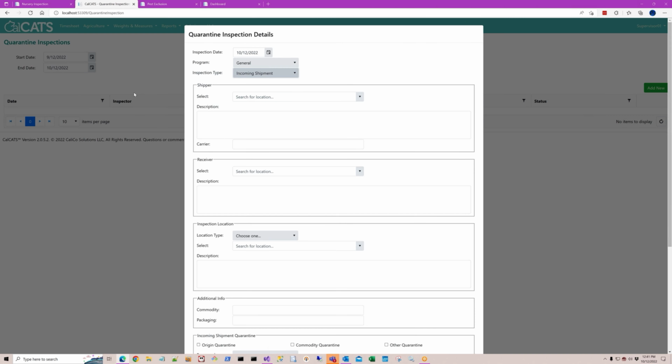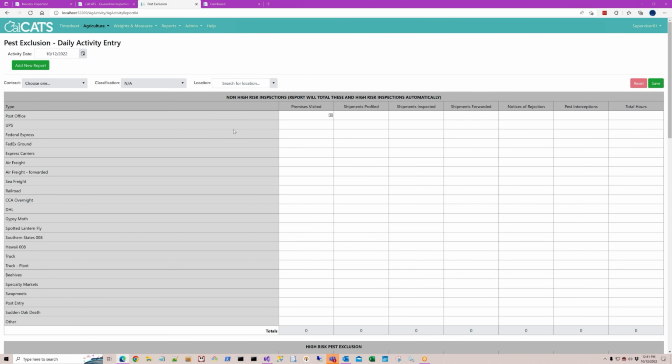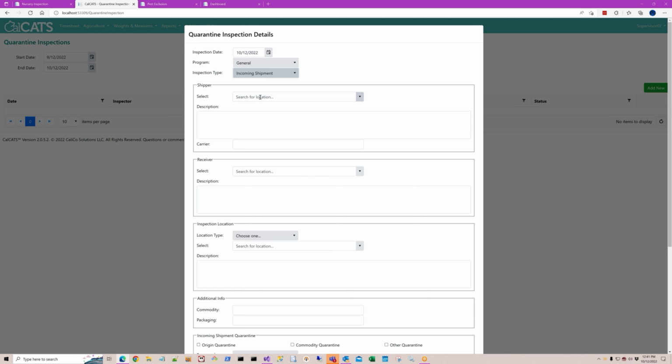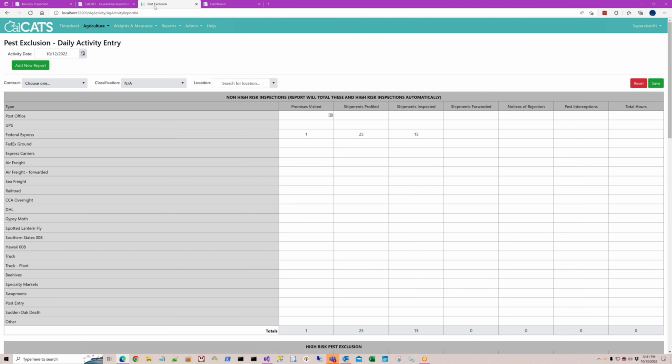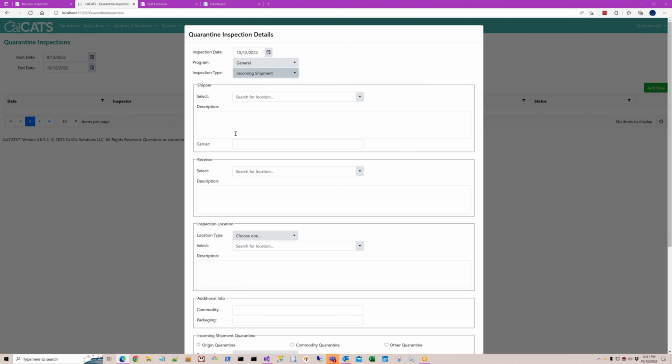So using these forms is not going to prevent you from using this form where you could just put in, I went to one FedEx and I profiled 25 shipments, inspected 15 of them, etc. What I haven't worked out yet is I will need to combine this data with this data. I don't want it to be an either or for all of these, because at swap meets you may want to put in individual quarantine inspections, and at FedEx you may not want to. So I still have to work that out.